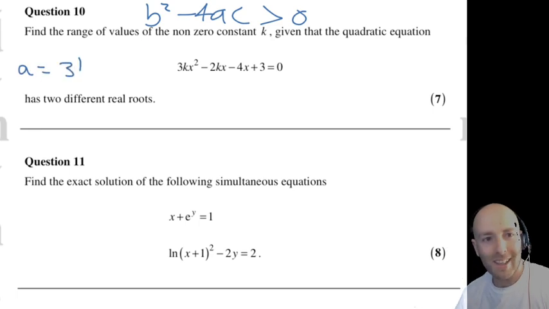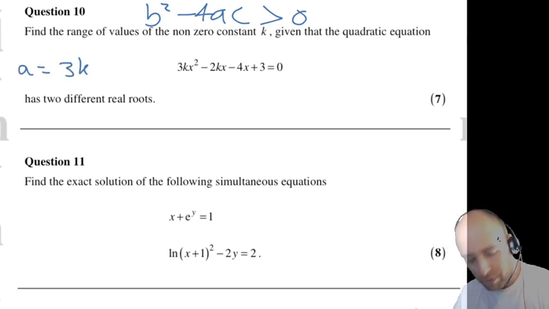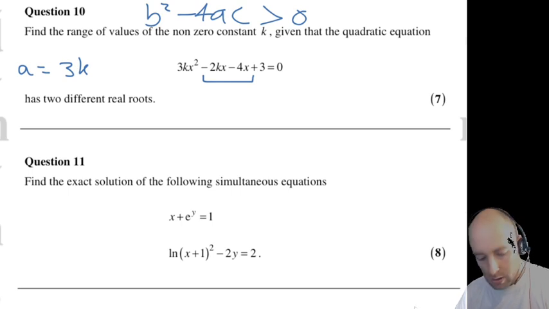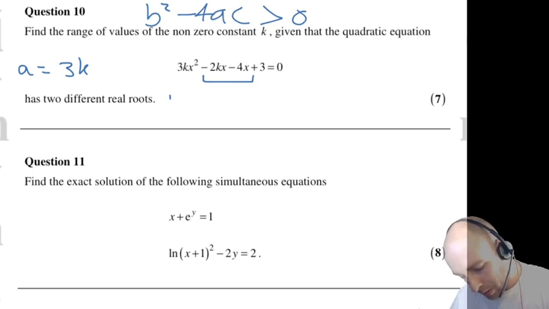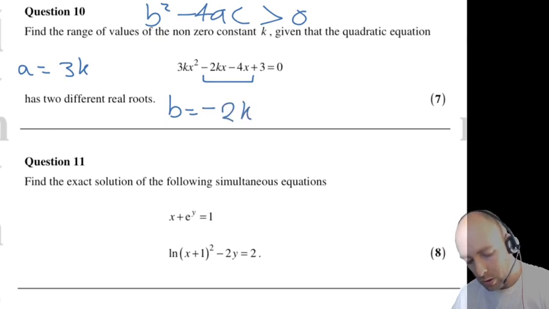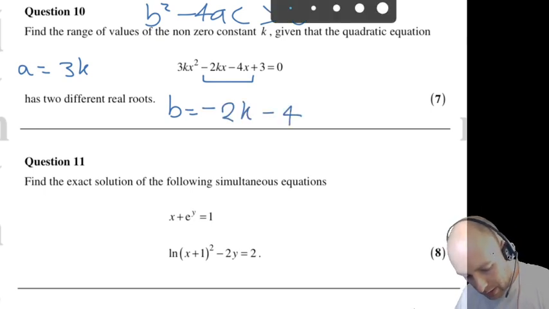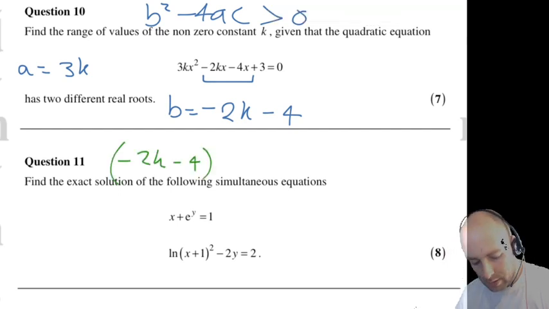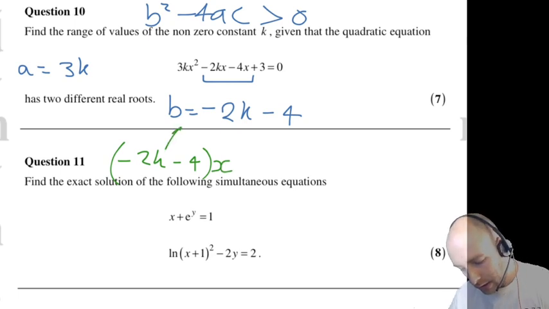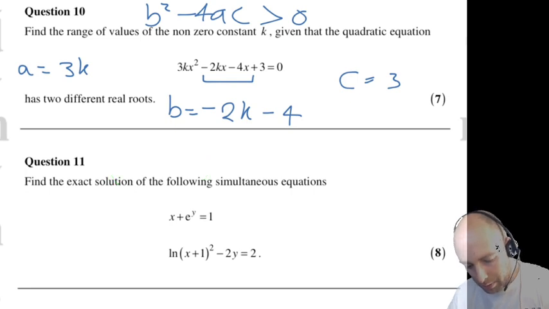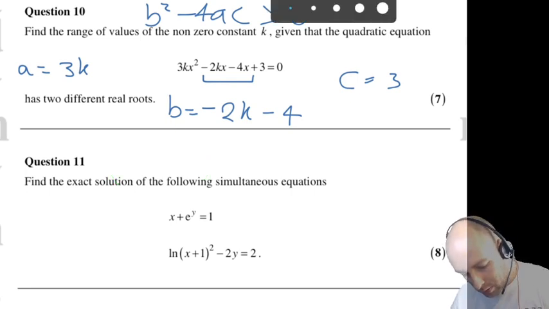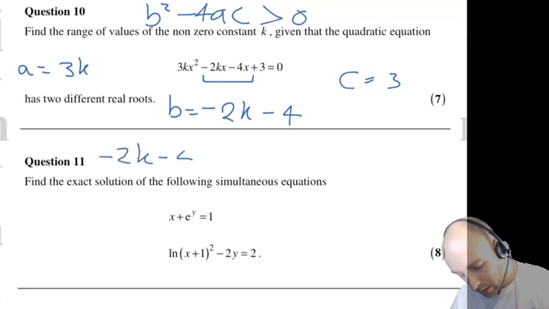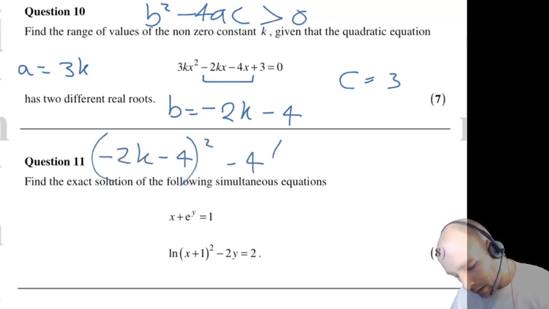Okay, a is 3k. b slightly harder, we're going to have to think about factorizing. So b is going to be equal to minus 2k take 4. And if you wonder why, you could say minus 2k take 4 lots of x, so therefore that is what b is, and c is going to be 3. Okay, so let's put it all together. So b squared is going to be minus 2k minus 4 squared minus 4 lots of a times c, and that should be greater than 0.